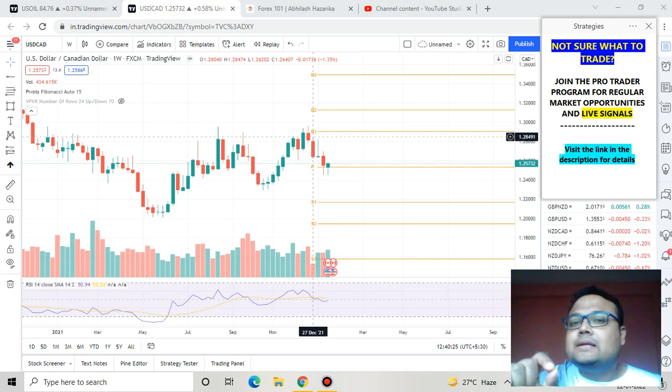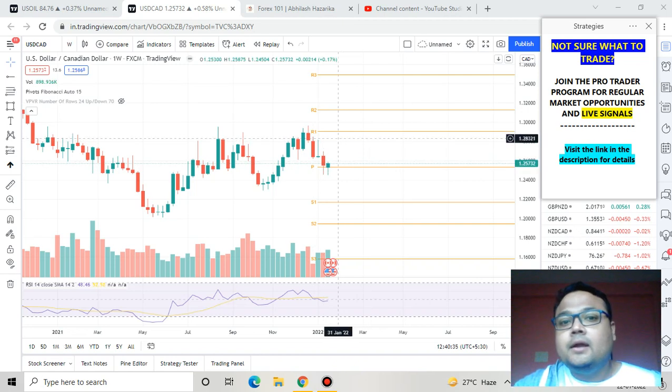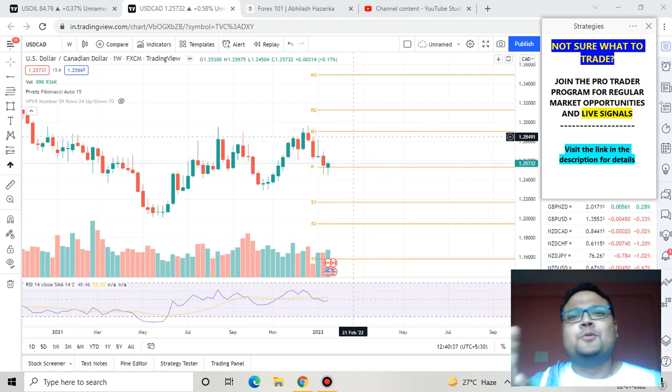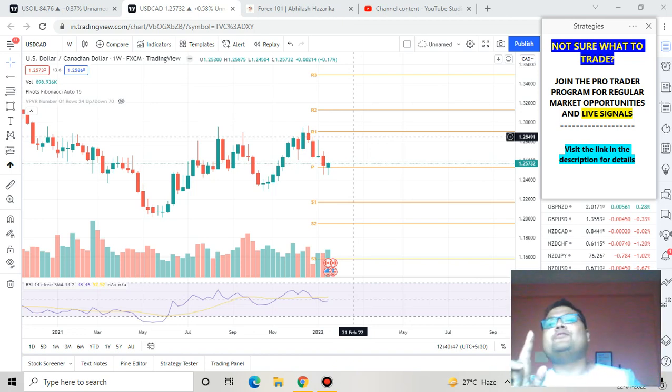But this pattern we are observing on a weekly time frame. So keep in mind that this may take a few days, it may take a few weeks also to reach from here till here. So be careful with USD CAD, and if you are looking for a day trading opportunity, then you can take a sell position only if it reverses. Only if it reverses.